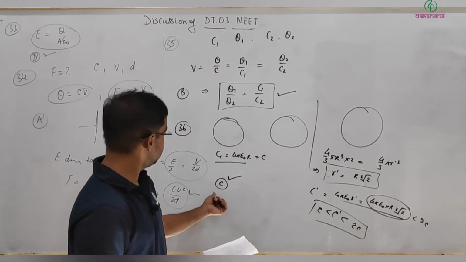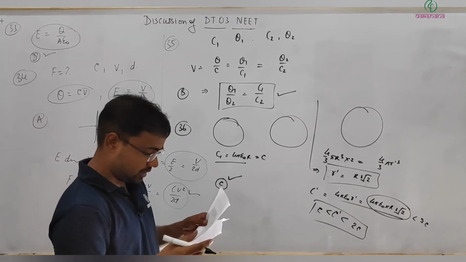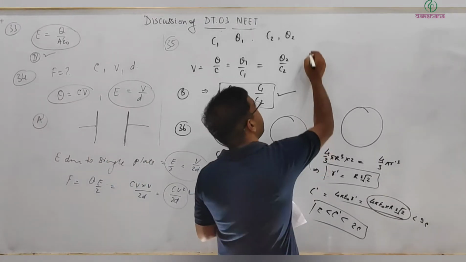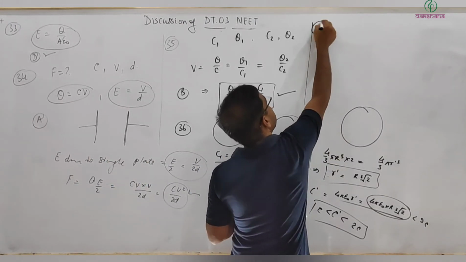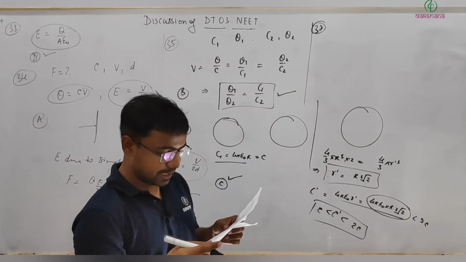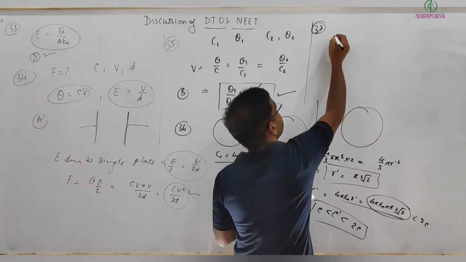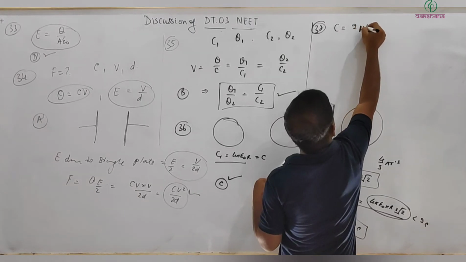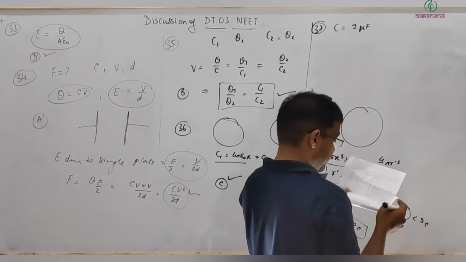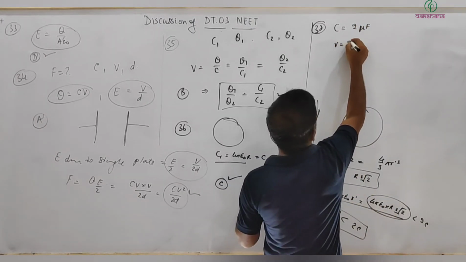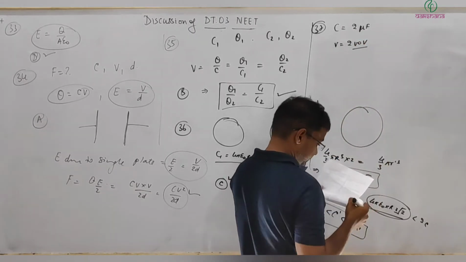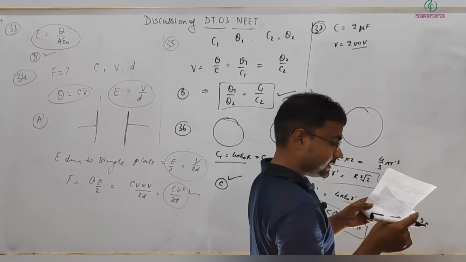Okay, so that C is the correct option. Next, problem number 37. It's saying a condenser having capacity 2 microfarad, charged to voltage 200 volt, and the plates of the capacitor are connected in resistance.